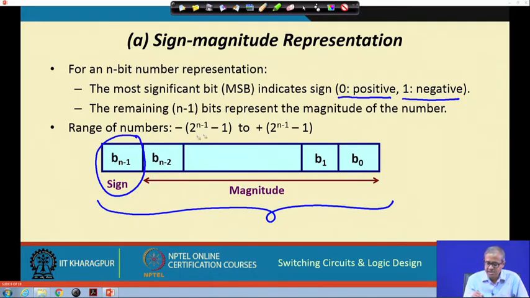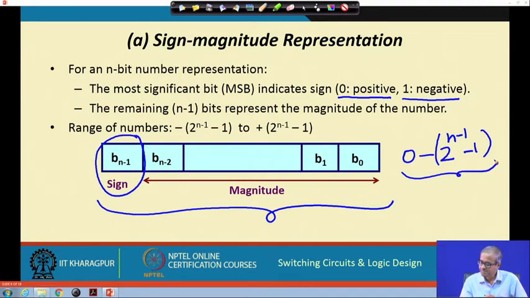And the remaining n minus 1 bits will represent the magnitude, and already we know that in n minus 1 bits we can represent a number in the range 0 up to 2 to the power n minus 1, minus 1. So, the magnitude can be in this range. So, in this representation the sign will indicate whether it is positive or negative, but the maximum magnitude can be 2 to the power n minus 1, minus 1. So, the smallest number will be this, the largest number will be this, right.